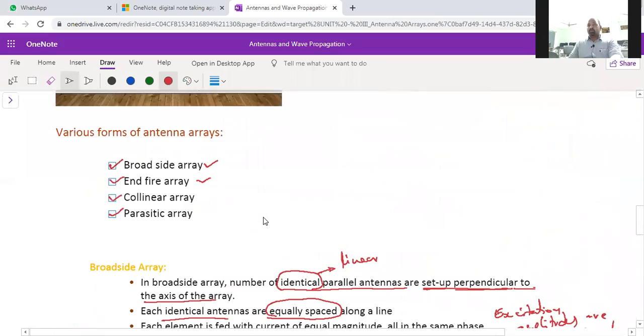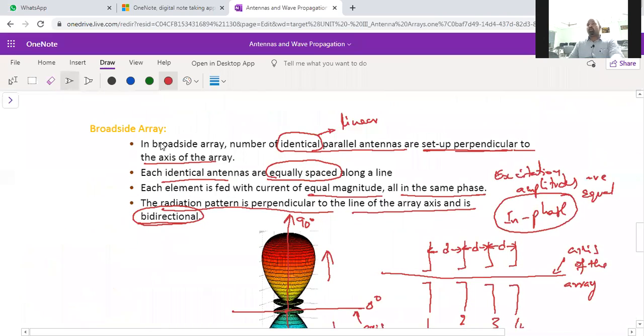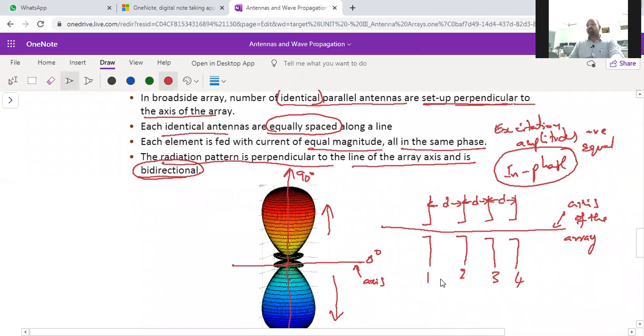So we have four forms of antenna arrays. Number one, broadside array. Number two, end-fire array. Three, collinear array. And the fourth one is the parasitic array. In a broadside array, all the elements are connected perpendicular to the axis of the antenna with equal spacing between the elements, the excitation amplitudes and phases are the same, and the radiation pattern is perpendicular to the axis of the array.